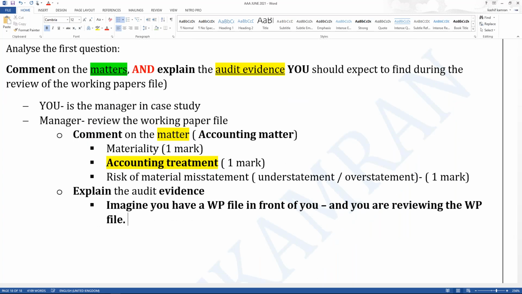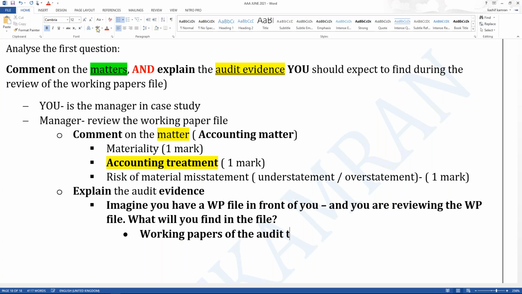So what will you find in the file? There are good answers coming from students. Some students are saying papers, documents. Some students are saying supporting documents. Wonderful, good answers. So what will you find in the files? In the file you will find the working papers of the auditor. Am I right? Working papers of the audit team.